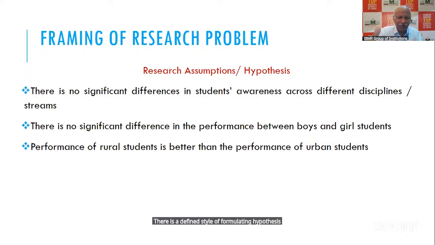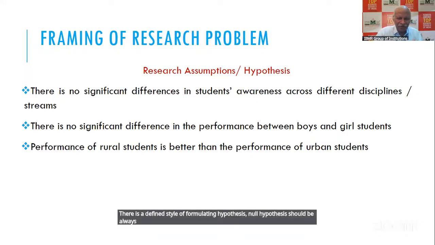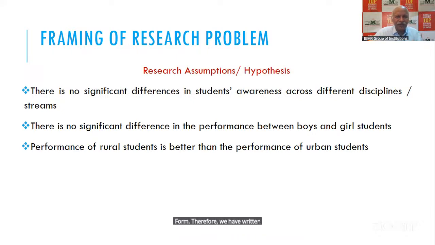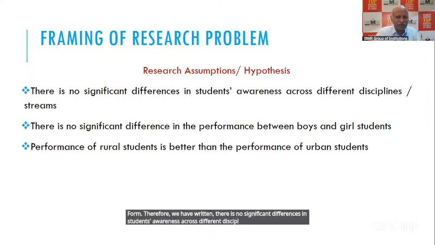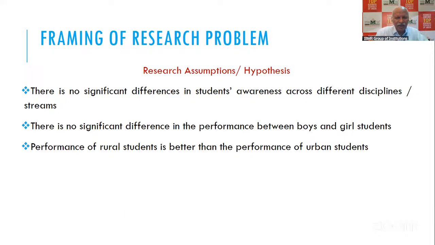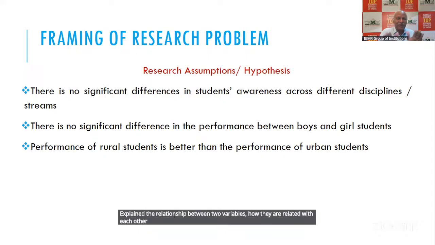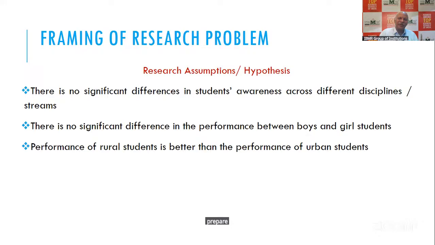Null hypothesis should always be in negative form. Therefore, we have written there is no significant difference in students' awareness across different disciplines. There is no significant difference in performance of boys and girls. So these explain the relationship between two variables, how they are related with each other. So this is the way you have to prepare a hypothesis.